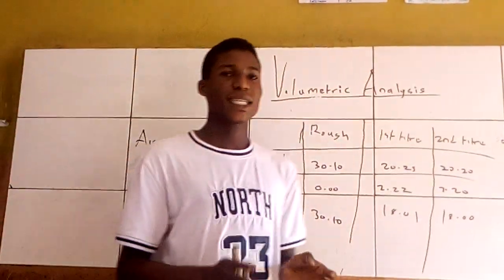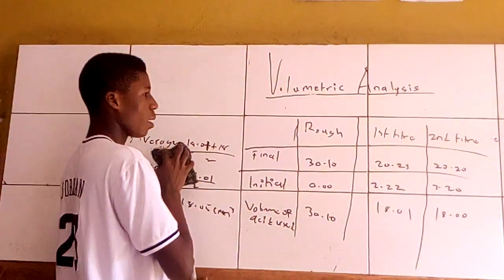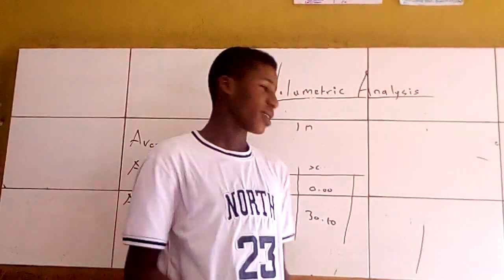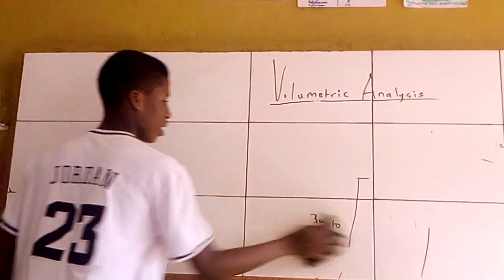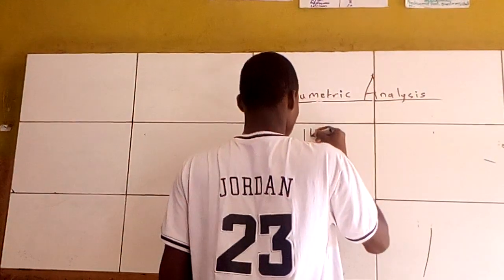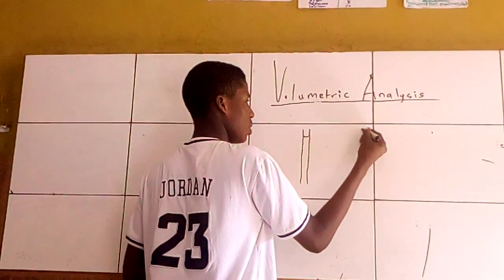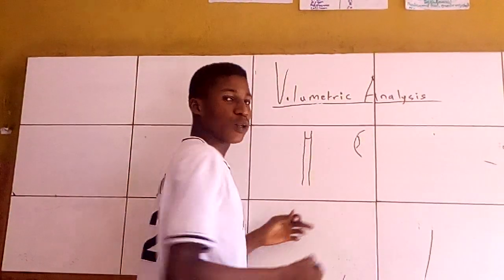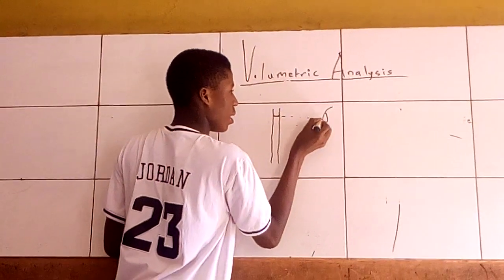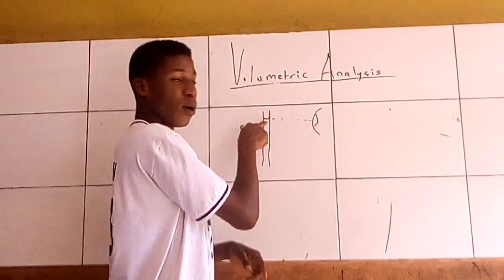Having done this, there is a set of precautions you have to take. The first precaution is to avoid the error of parallax. Let me explain this, so I will illustrate it. Let's say this is the burette. The meniscus of the liquid is at this point. Your eyes should be looking at the lower meniscus of the acid, so you should avoid looking at this point. You should look at the downward meniscus.